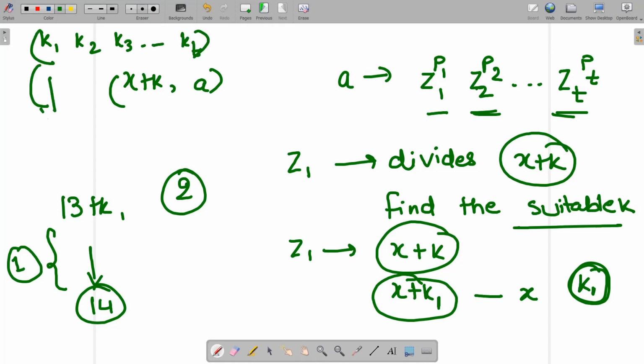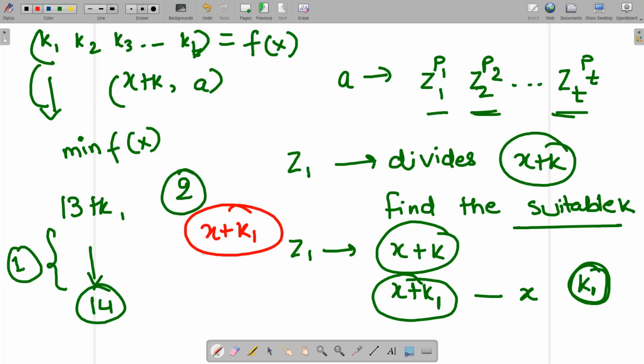So what is your answer? Your answer is the minimum of these values. Let's call this value fx. So the minimum of fx is your answer. You need to find out up to which point you can extend this x plus k for each prime factor. You need to find the minimum of all those k1, k2, k3, where each k is the difference from x. Suppose you have extended till x plus k1, you need to find the difference from x, which is nothing but k1.